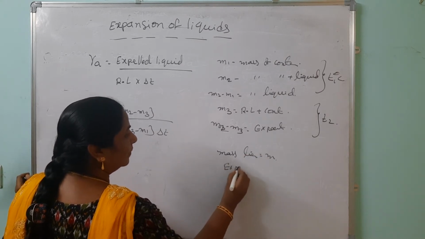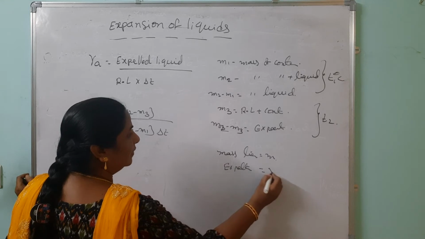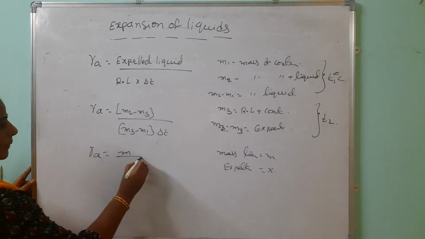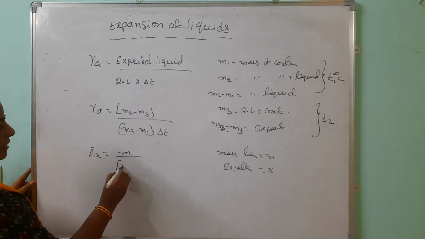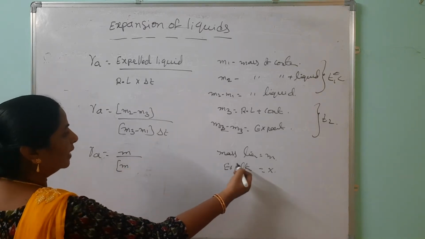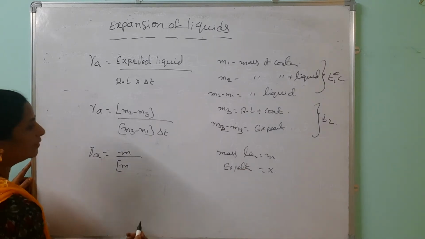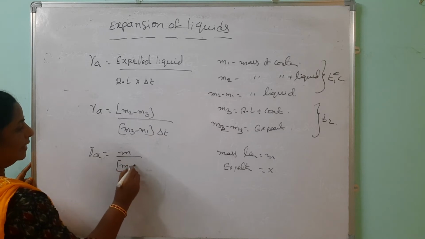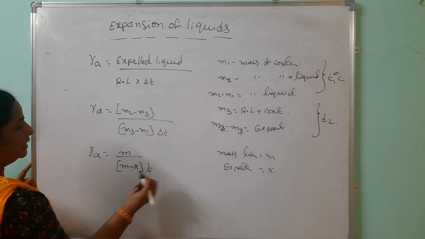Expelled liquid we are taking X. Then how to write this expression? M by original mass of the liquid is the M. Expelled remaining liquid is how much? How to find out? Expelled liquid is clearly we know, that means original mass minus this expelled is the remaining liquid into change in temperature.